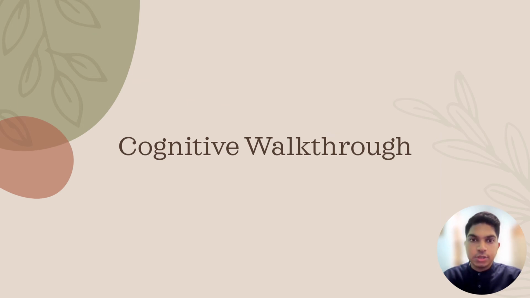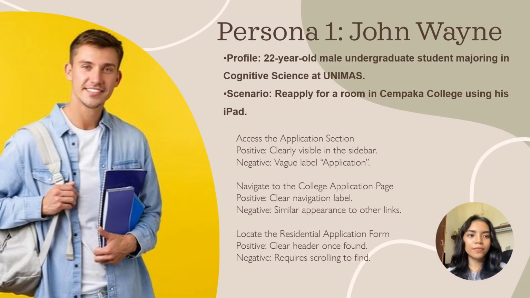Now, let's look into the cognitive walkthrough. I'm Joanna and I'll be presenting the cognitive walkthrough for John Wayne, a 22-year-old student at UNIMAS reapplying for college accommodation using his iPad. The first step for this task is to access the application section. This section is visible but the name application is quite vague. The second step is to navigate to college application, where it needs visual distinction for easier identification. And then the third step is to find the residential application form, where the form header is clear but it requires scrolling to find the form.